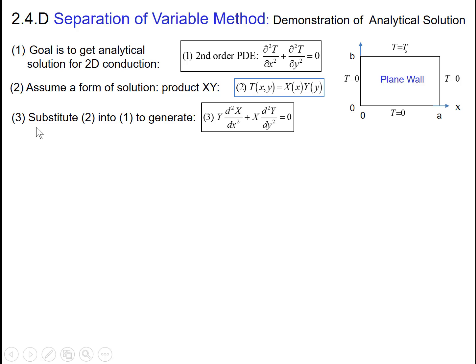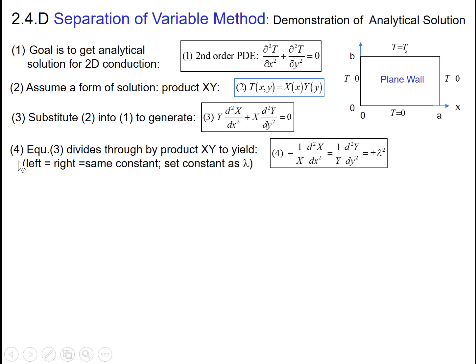Third, substitute equation 2 into equation 1 to generate equation 3. The PDE becomes ODE. Fourth, equation 3 divides through by product xy to yield equation 4. In equation 4, left equals right only if they equal the same constant, which is set as lambda.